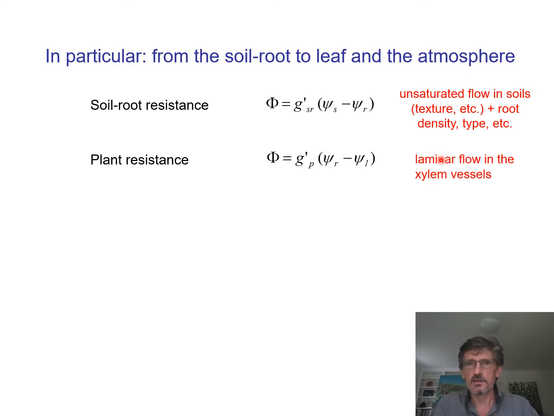We're now inside the plant. The plant offers a resistance. This is through the xylem, where the flux phi is proportional to the plant conductance times the gradient between the water potential in the roots and the lower water potential at the leaf level. The flow here is still liquid water, and it's in the form of laminar flow inside the xylem vessels. There will also be, we will see, the risk of embolism for plant, which will create air gaps in the xylem, reducing dramatically this g_p.